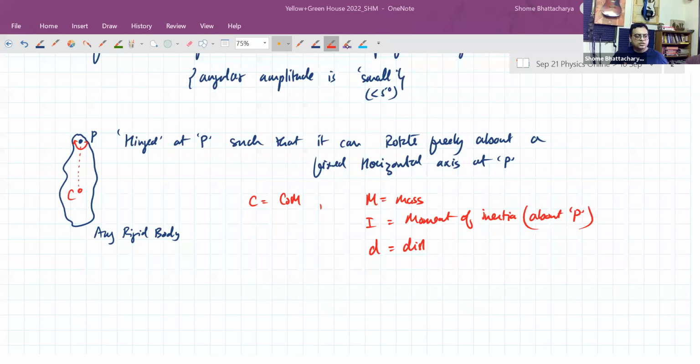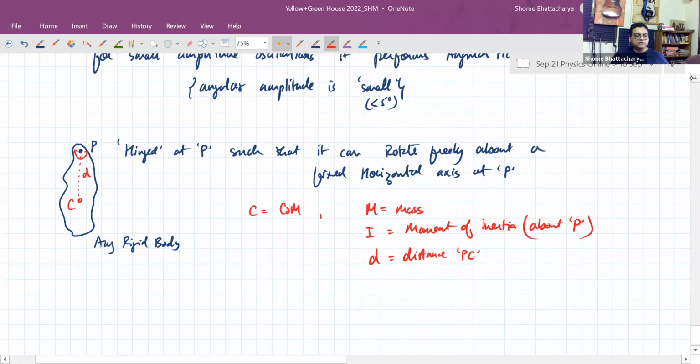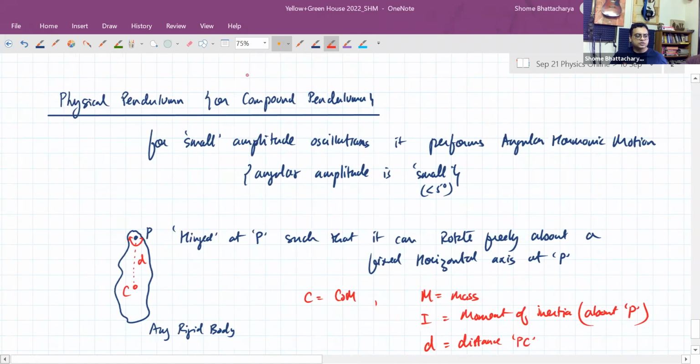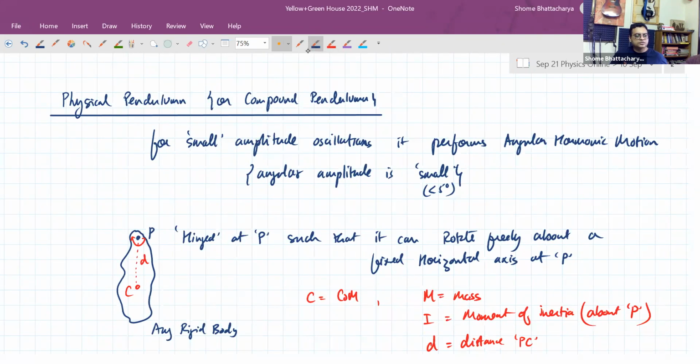Yeah. So D is the distance PC from the center of mass to that. Okay. So these are the parameters we will require to find its time period and find the condition for angular harmonic motion. But this is the physical structure. Physical design like this.